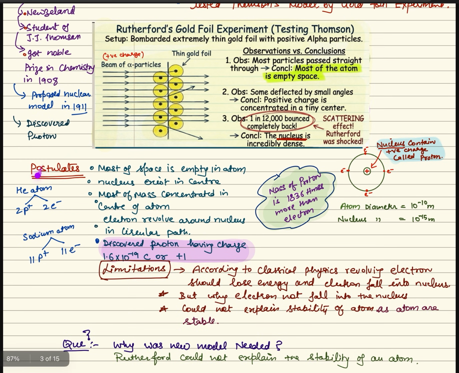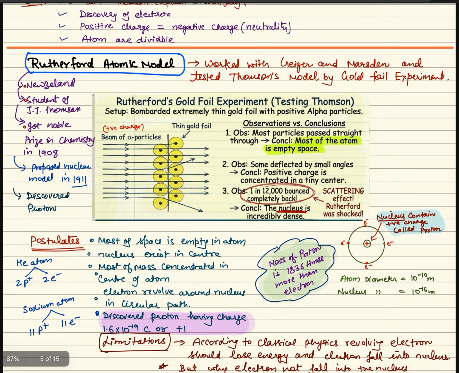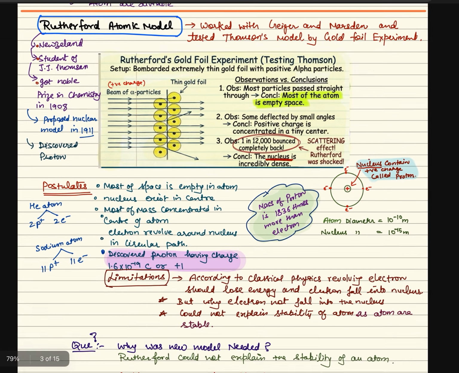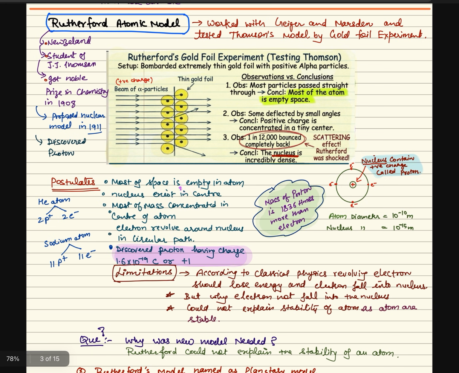Now what are the postulates or characteristics? The characteristics of the Rutherford model are: most of the space in the atom is empty. From this observation he got to know the nucleus exists in the center, and most of the mass is concentrated in the center of the atom, because most of the rays passed straight.